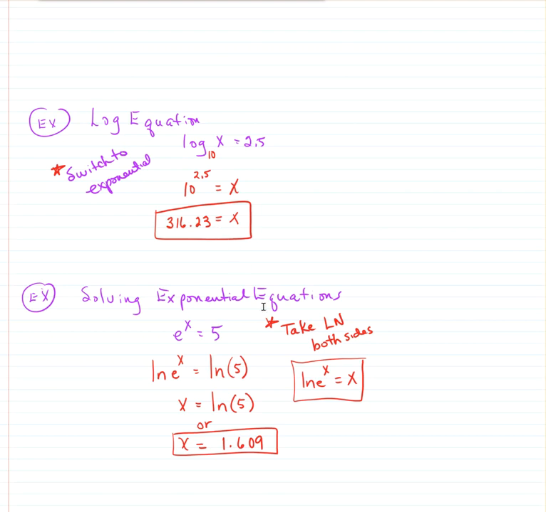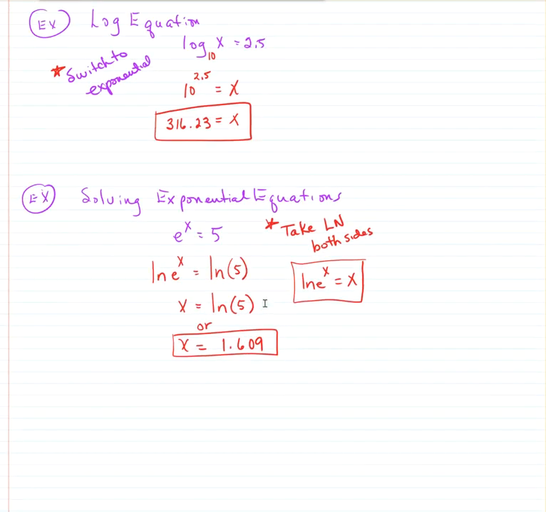316.23. If we're solving an exponential equation, and we're getting this a little early, but the next section or two will be more of that. But if we have e to the x equals 5, take the natural log of both sides. So ln of e to the x equals ln 5. ln 5 is just a number. But there's a rule, ln of e to the x equals x.